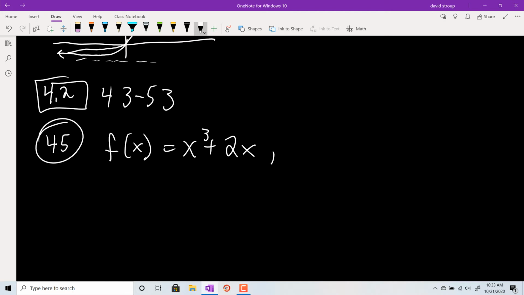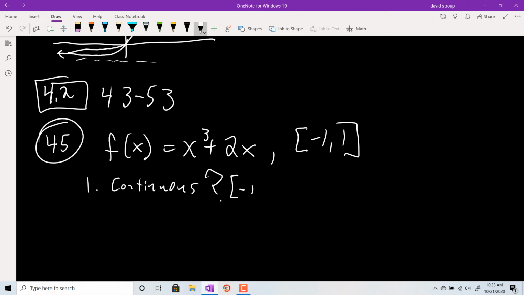Okay, so here's number 45. So first on the test, you're going to say, is this thing continuous? I don't need a proof of it, but is it continuous on the closed interval from -1 to 1? Sure, this is a polynomial. Polynomials are continuous everywhere, so you just write yes. Is it differentiable on the open interval?